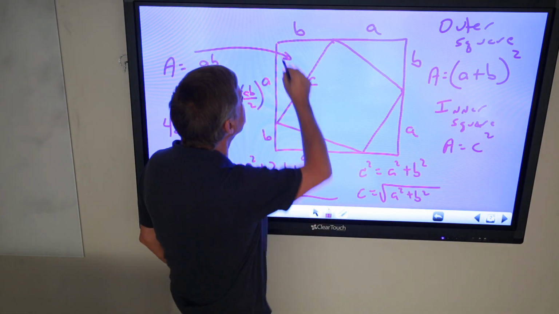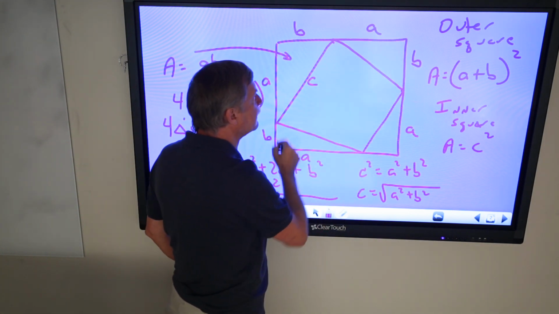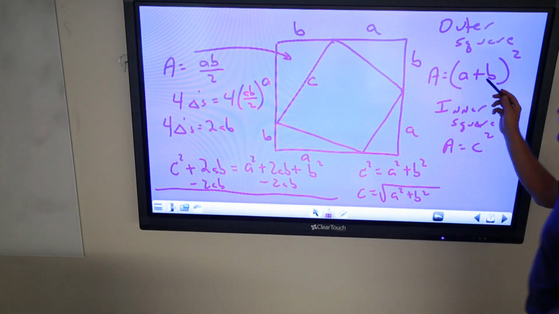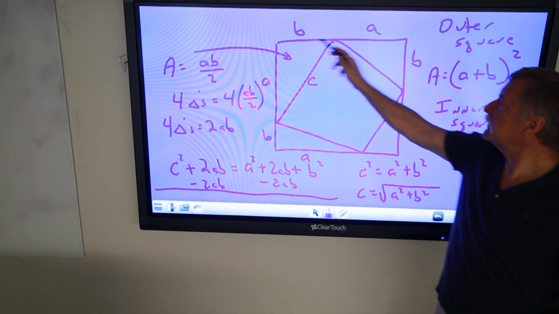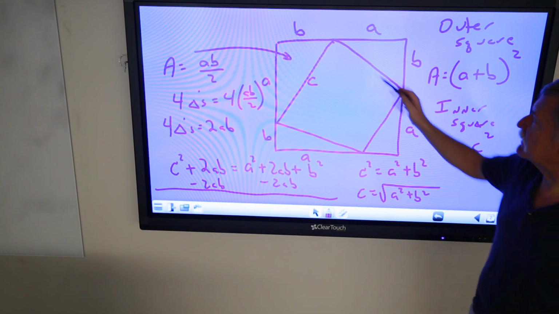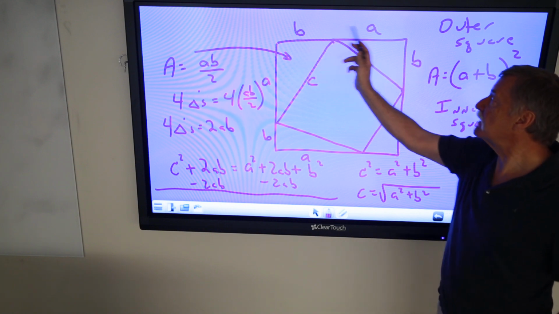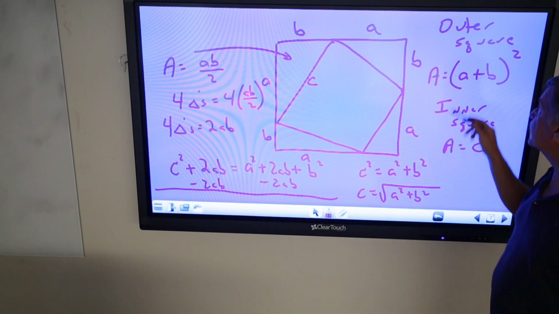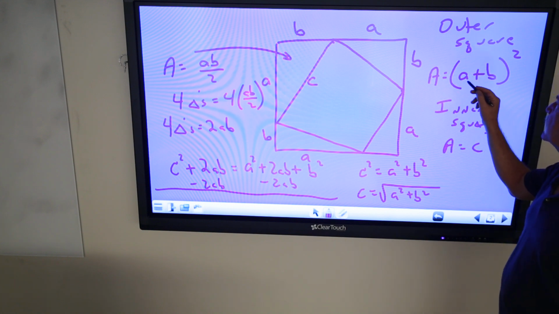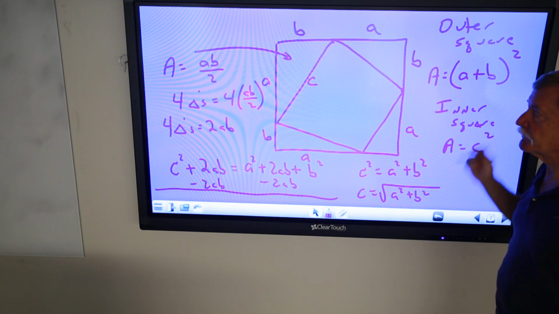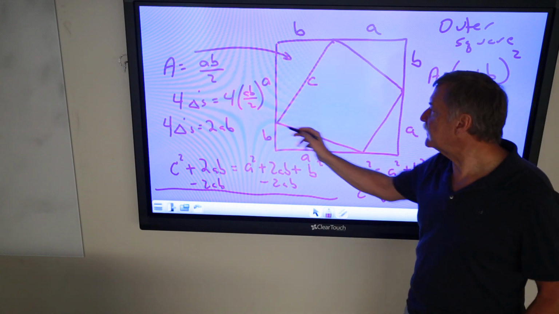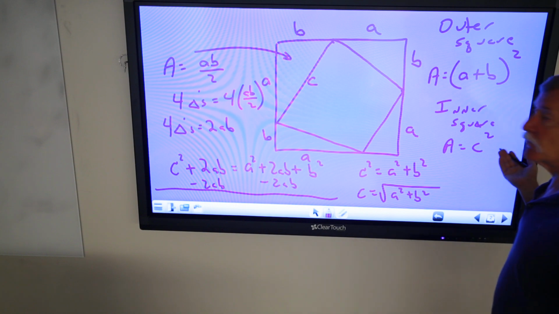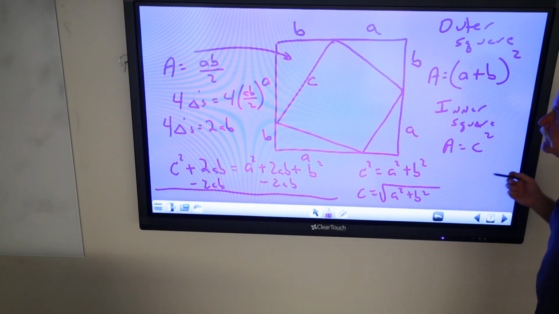So if we look at the big square, the outer square, the area of this outer square would be the length of a side times the length of a side. Well, the length of the side is A plus B, and that would be times another A plus B. And so the area of the big square is (A plus B) squared. And even simpler, the area of the little square is c squared, c times c, all right?